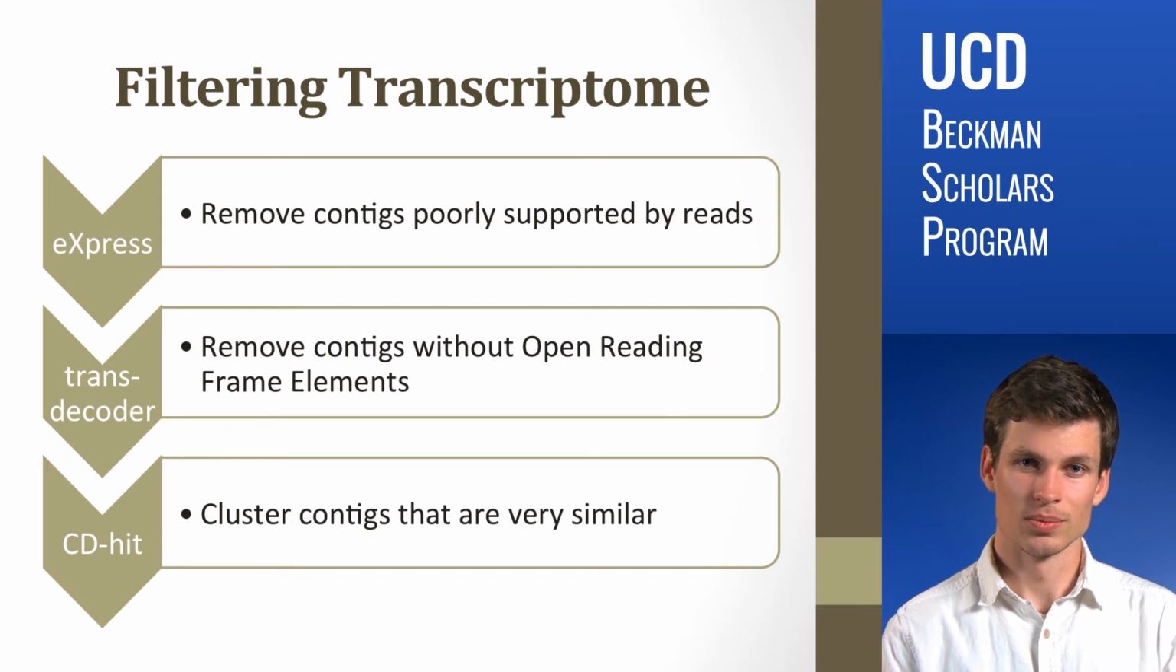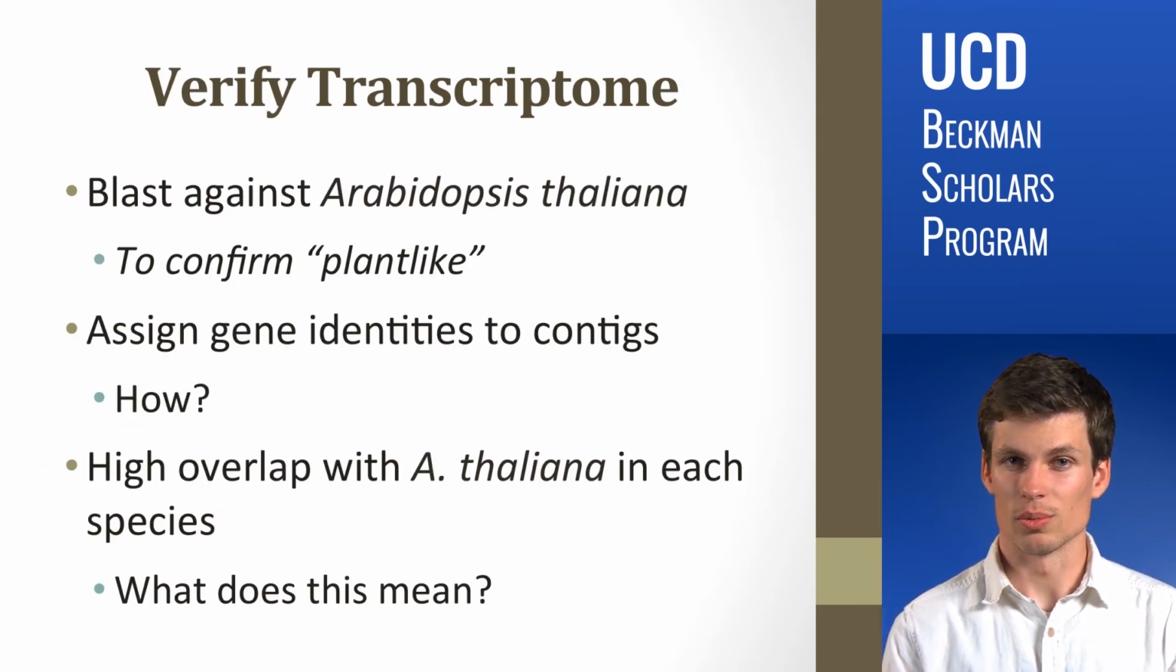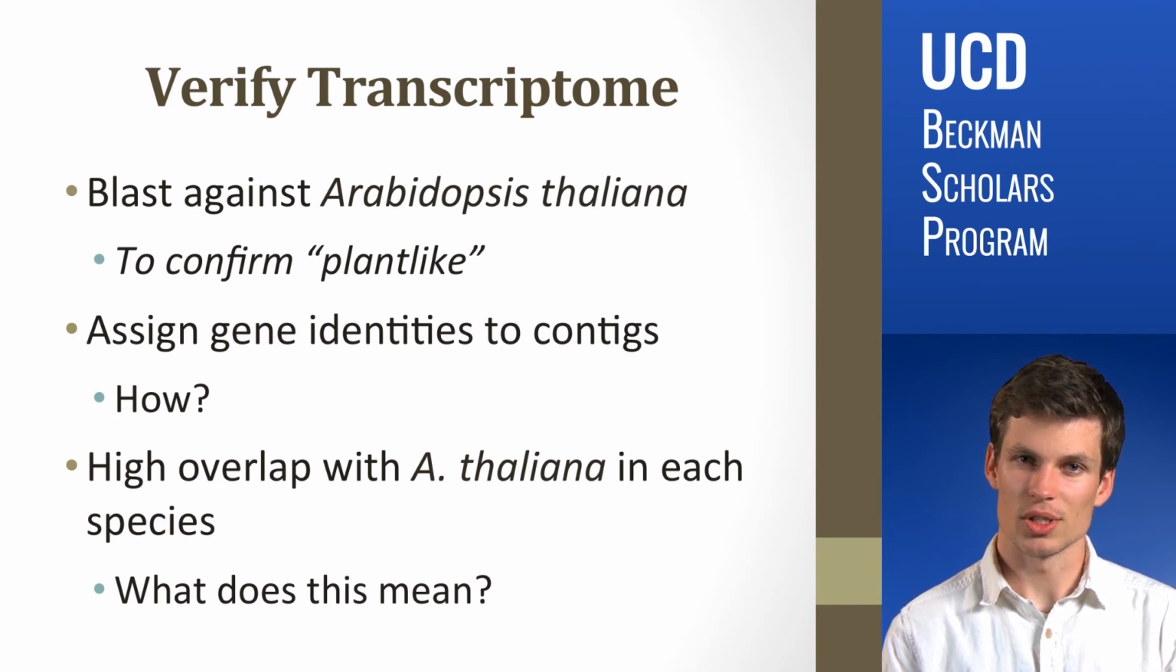As we filtered our transcriptomes, we used the published transcriptome for a related species, Arabidopsis thaliana, for annotation and validation. Using a tool called BLAST, we queried the Arabidopsis database using our constructed contigs, associating gene identities and descriptions from the database with them.